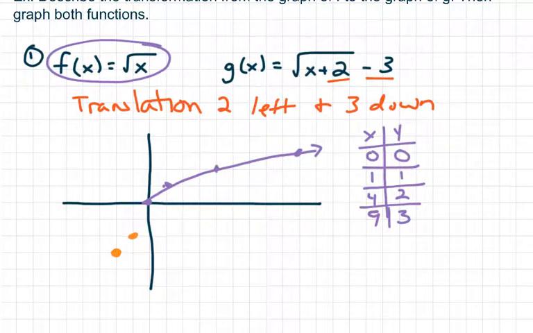2 left, 3 down gets you right there for 4, 2, and then 2 left and 3 down puts you on the x-axis for the next one. And we can draw our curve once again. Again, we're still not putting the arrow on the left-hand side because this is an even function, an even radical function. And that's all there is to it for number 1 here.